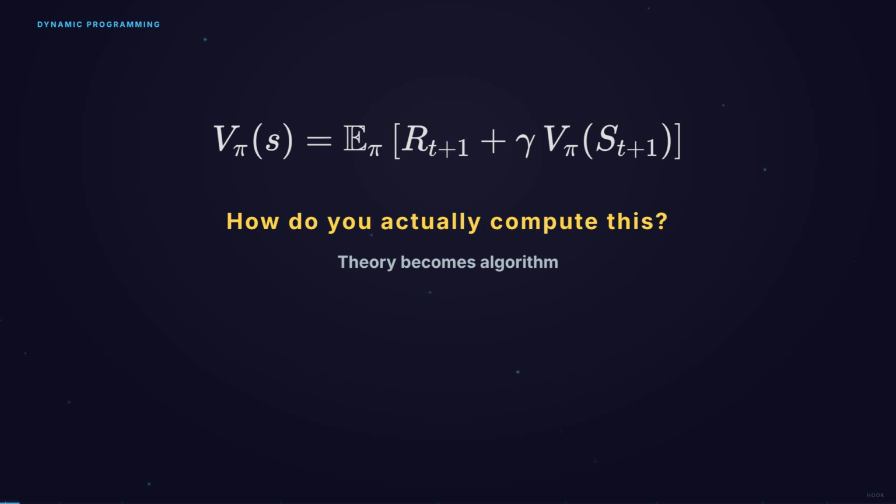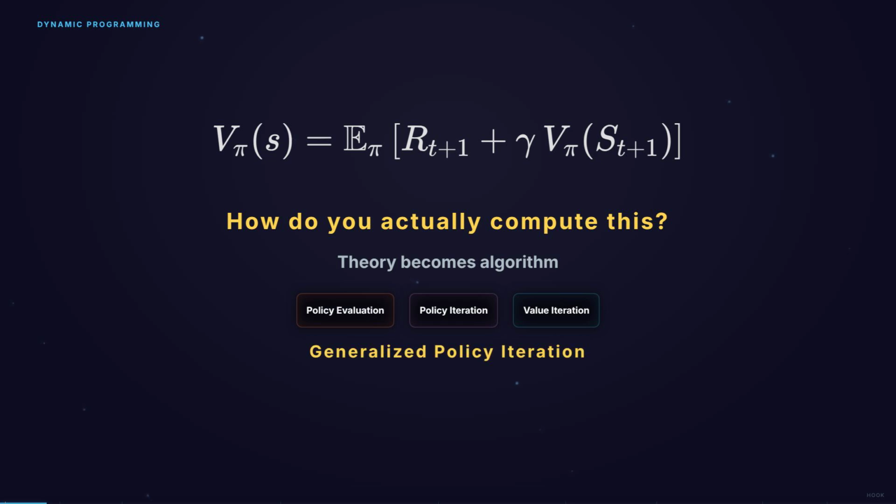In this episode, we'll build 3 methods that solve MDPs when the model is known: policy evaluation, policy iteration, and value iteration. These are the first real algorithms of the course, the ones that turn beautiful equations into working code. And at the end, we'll discover a unifying principle, generalized policy iteration, that secretly underlies every algorithm in reinforcement learning.